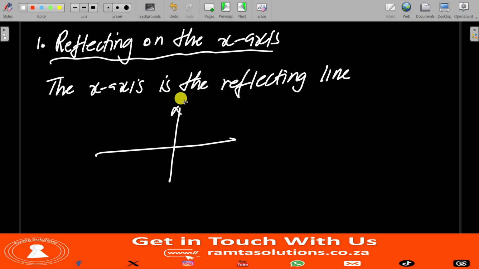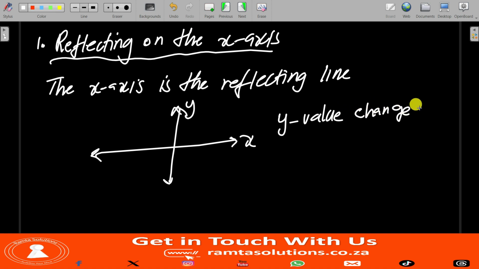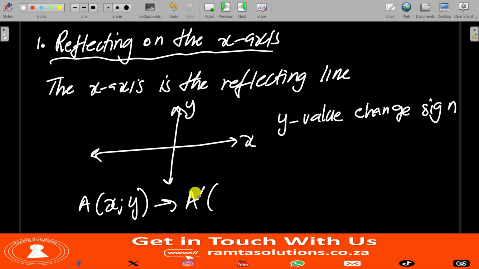So let's say this is your Cartesian plane, x-axis and y-axis. Do you see that? What's going to happen here? Y value will change sign. So the transformation rule here will be: if you have point A with coordinates x and y, the image A prime will be x, where the x value remains the same, but the y value changes sign.